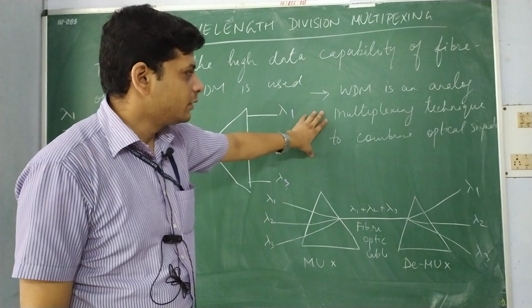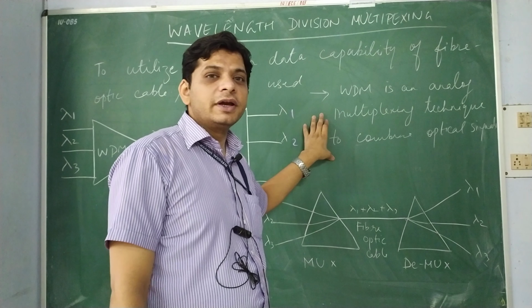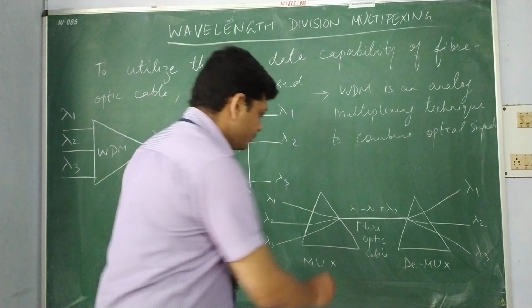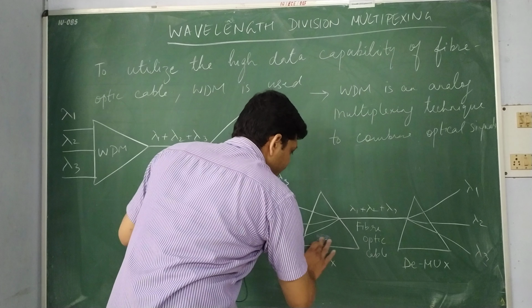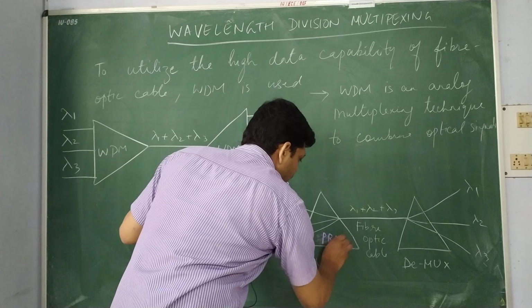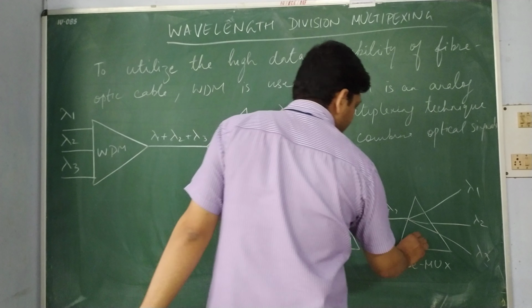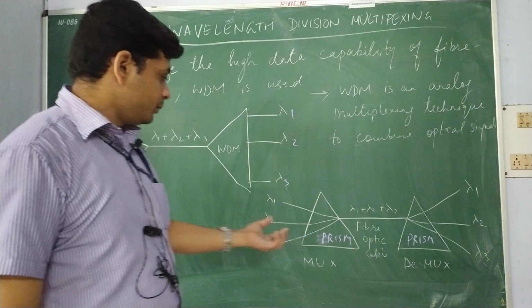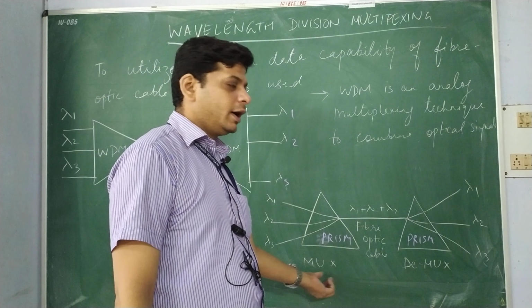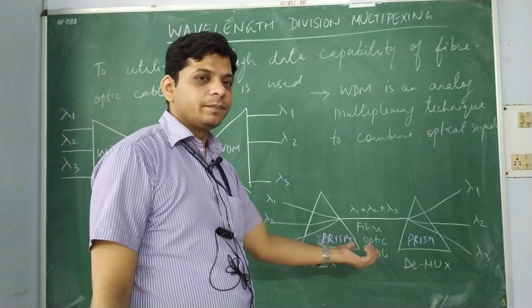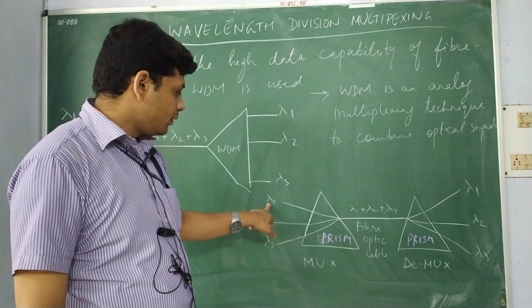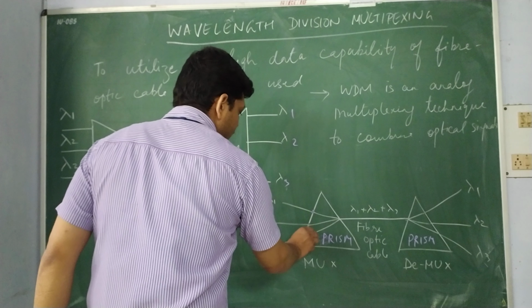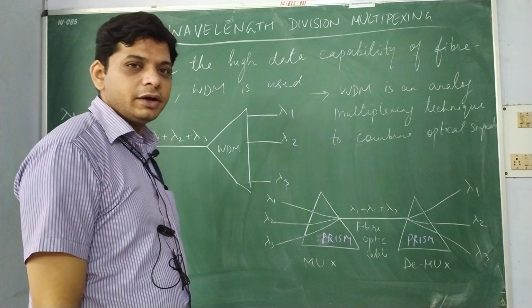WDM is an analog multiplexing technique. It is used to combine optical signals. Here we are having optical signals, and this is prism. This is prism, and this is prism. One prism is used for multiplexing and another prism is used for demultiplexing. Here we are having lambda 1, lambda 2, lambda 3, and these lights are incident on this prism, right.